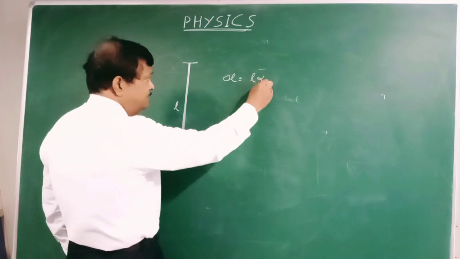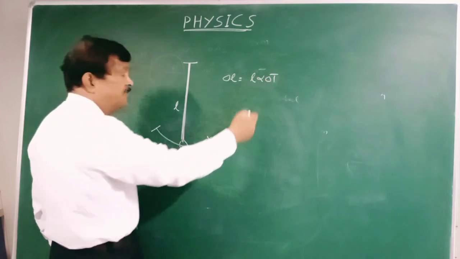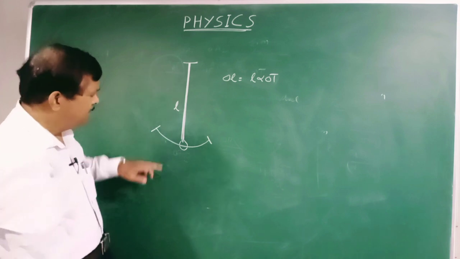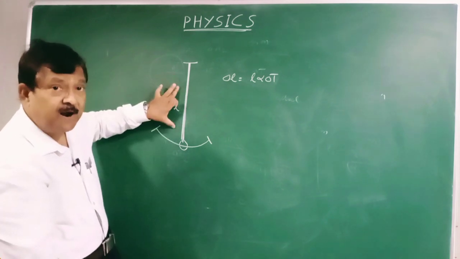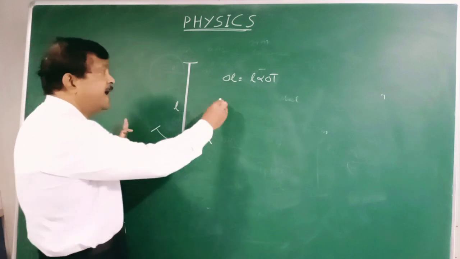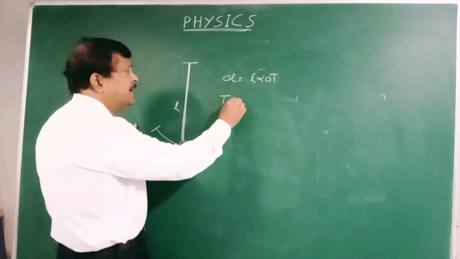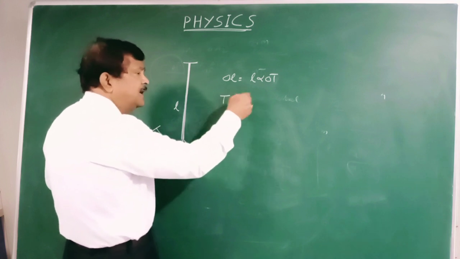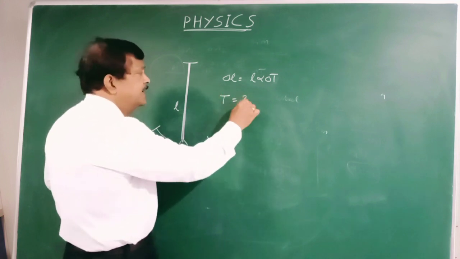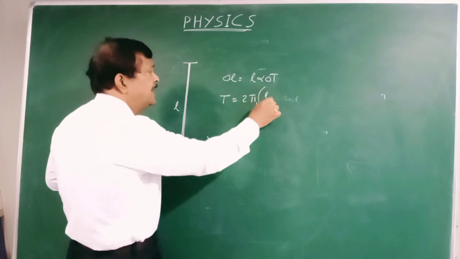Let us say ΔL = L α ΔT. Corresponding to the change in the length of the pendulum rod, what happens? For any type of pendulum, if you consider the time period, in the case of a simple pendulum we discuss that it is 2π√(L/g).